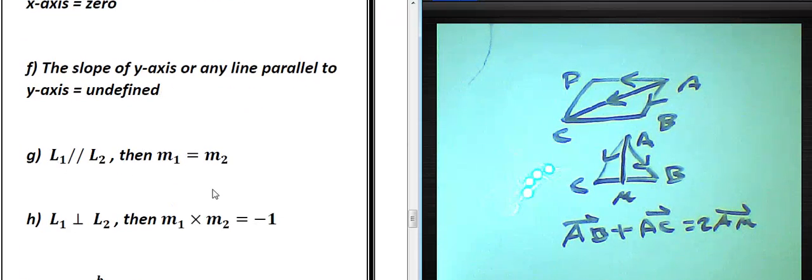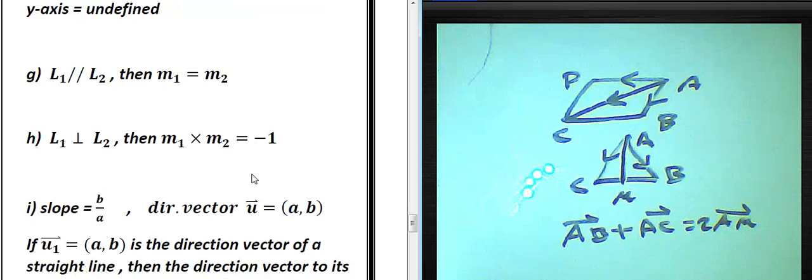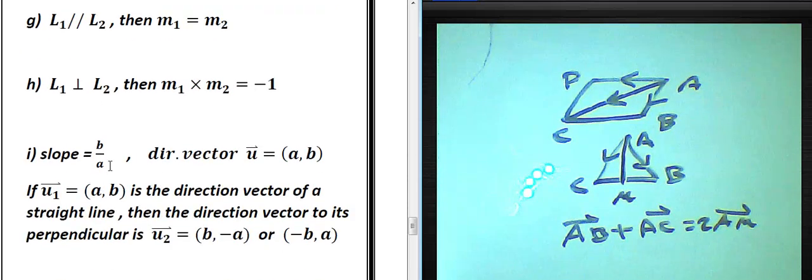If L1 is parallel to L2, then slope 1 equals slope 2, and if L1 is perpendicular to L2, then slope 1 multiplied by slope 2 equals negative 1. Slope equals b over a, where the direction vector is u equals (a, b). We can find the slope of vector u by dividing b over a.